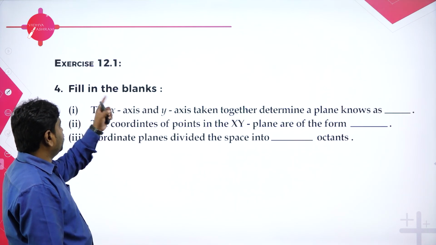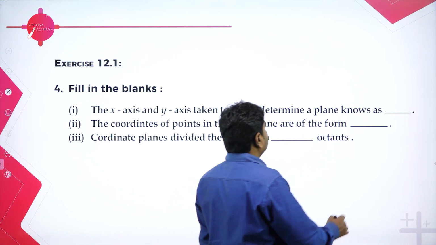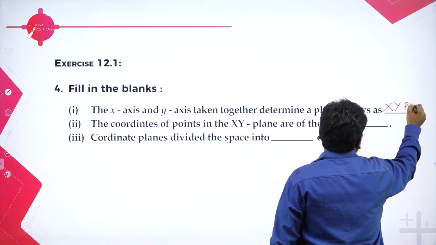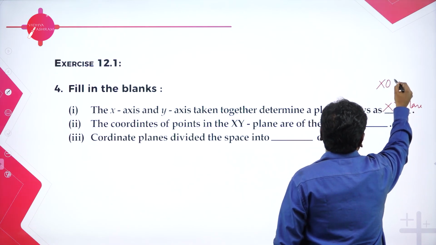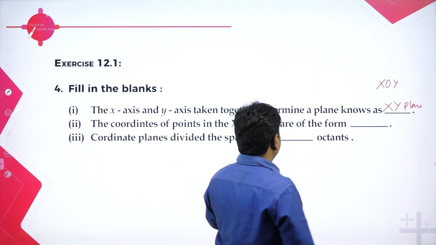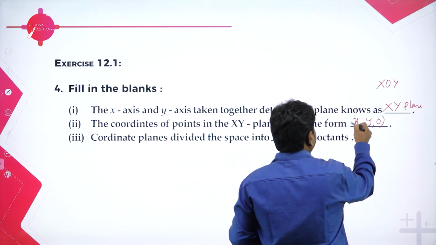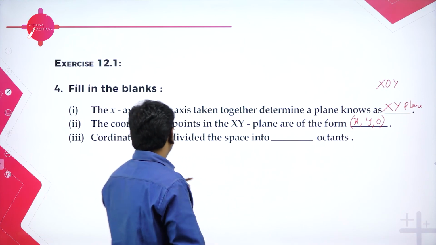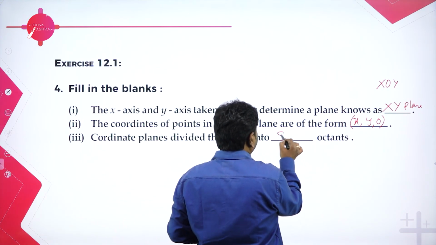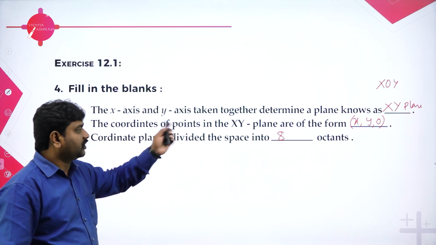So now fill in the blanks. The x-axis and y-axis taken together determine the plane known as the xy plane. We can say xy plane, or we can also say xoy plane. The coordinates of points on the xy plane are in the form x, y, and z will be 0: (x, y, 0). And the coordinate planes divide the space into how many octants? 8 octants. So these are the answers.